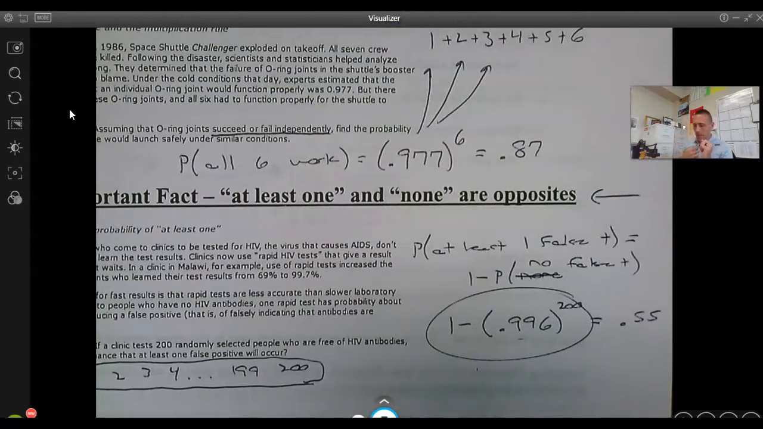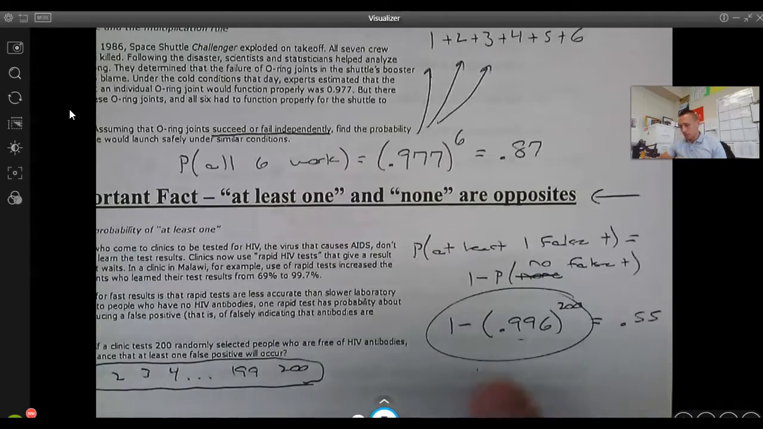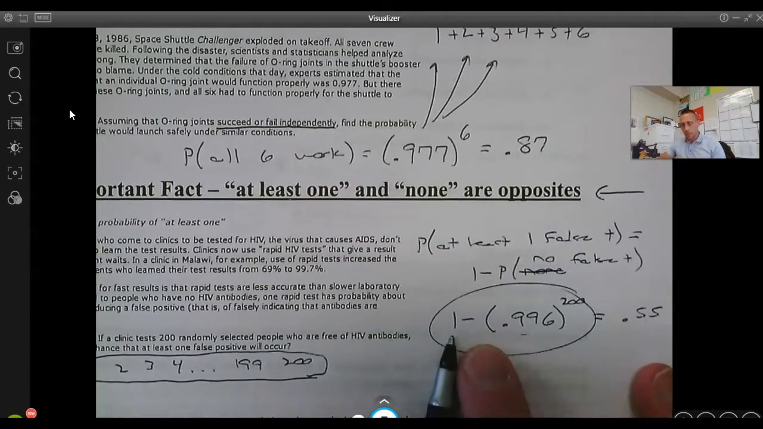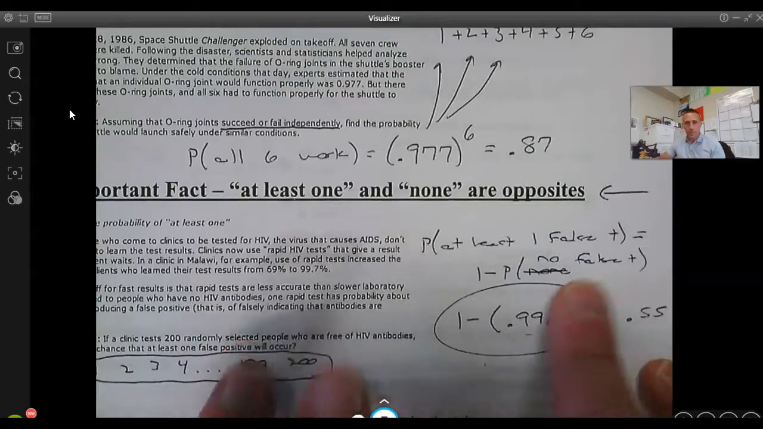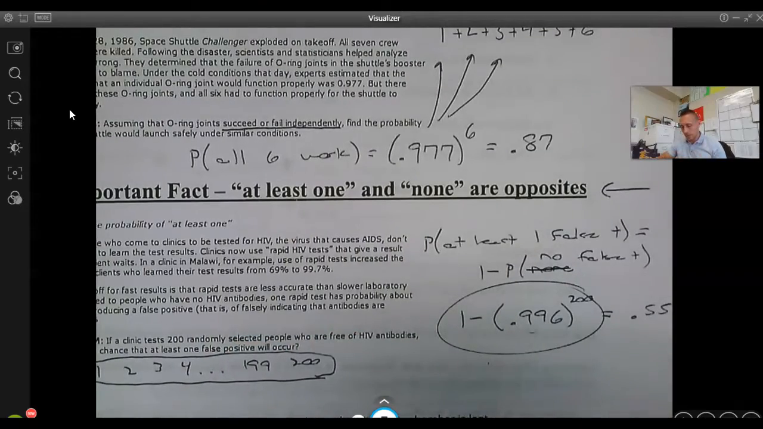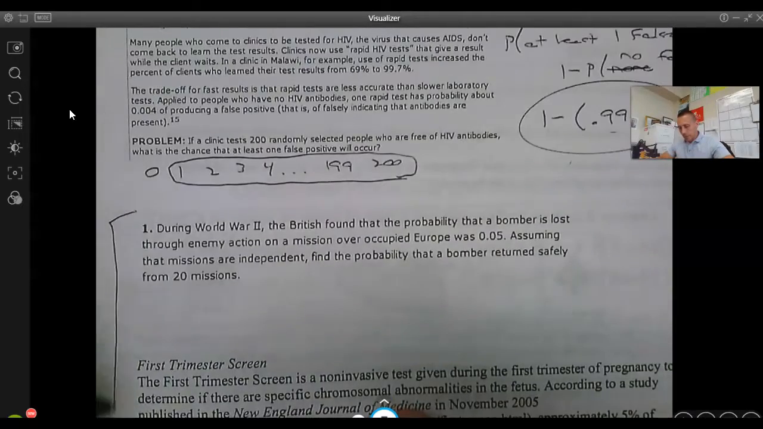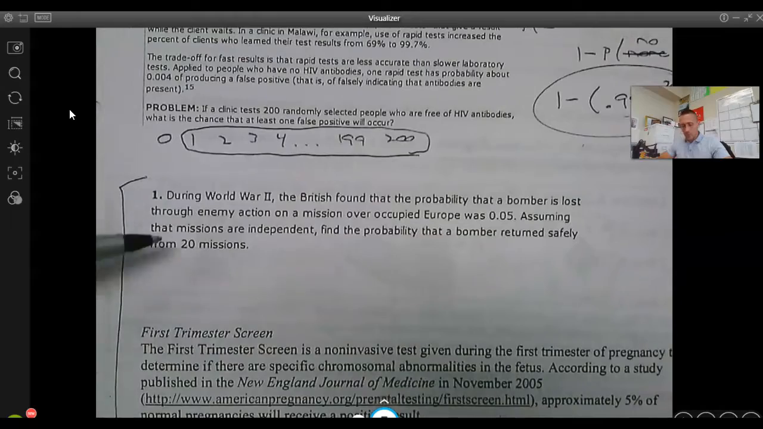So that means at least one of the 200 people is going to have a false positive result 55% of the time. So there's that trade-off there. So it's the same concept, this idea of the multiplication rule for independent events, but I'm using it slightly differently. At least 1, I'm going to do 1 minus the probability of none because they're opposites. They're complements in that sense. All right, so what I'd like for you to do, pause the video and work through these 2 questions on the bottom, applying this multiplication rule.